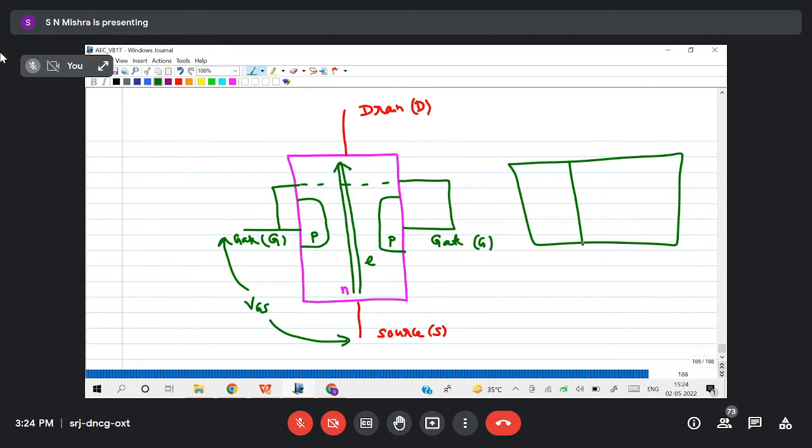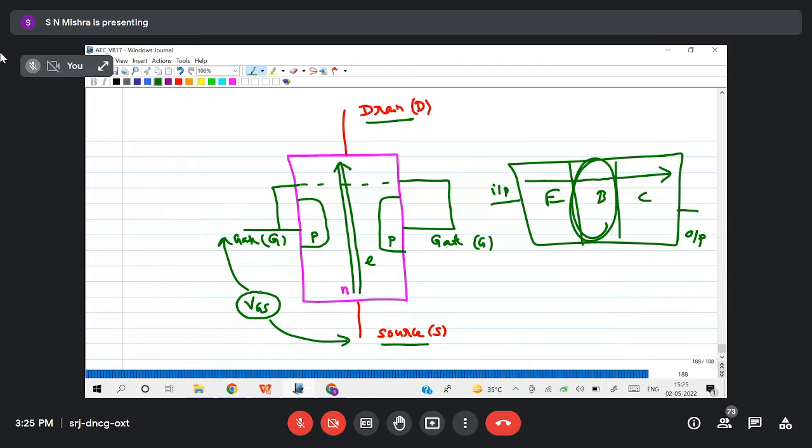This is my emitter, base, collector. So the emitter will emit the charge carriers through the base and it will collect here. So this is my output, this is my input. So basically the carriers will transfer from input side to output side, or emitter to collector, and the base is controlling that. So here also from source to drain the carriers will move, and the controlling parameter is gate to source voltage. So how is it controlling?